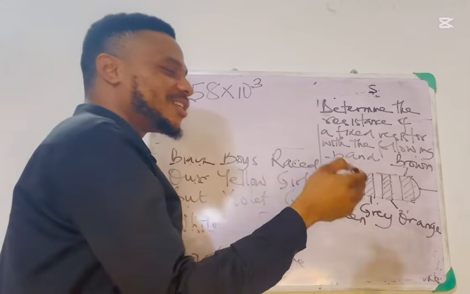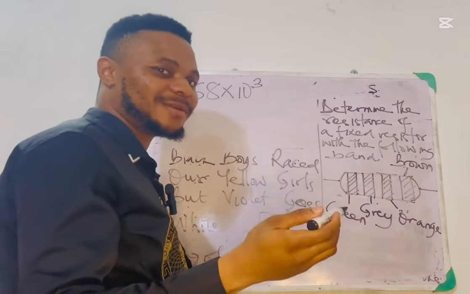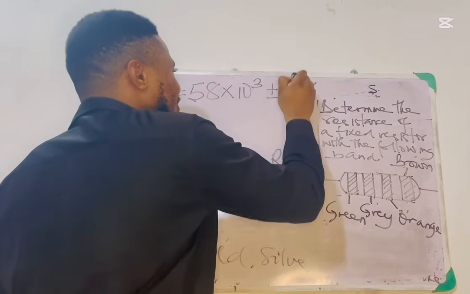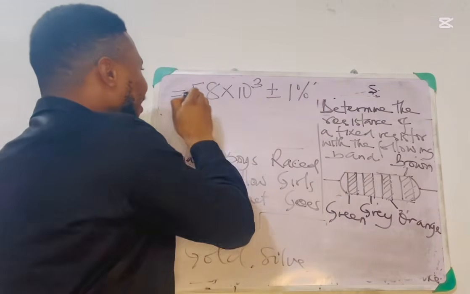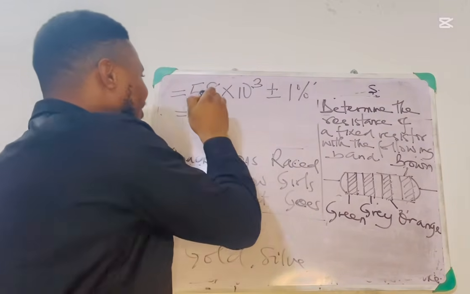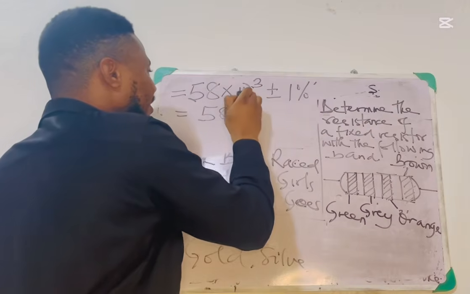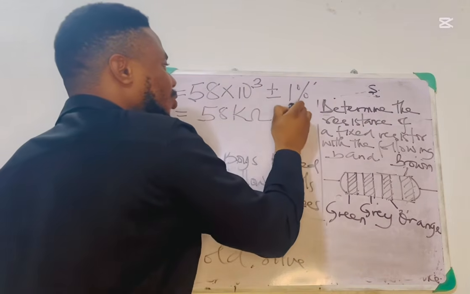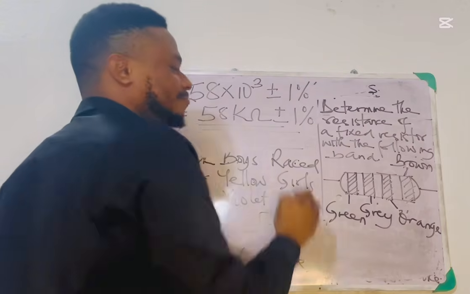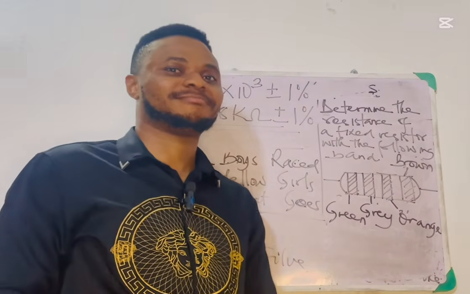Brown has a tolerance value of 1%. Remember, it's black that does not have a tolerance. So this is plus or minus 1%. So this will be 58 times 10 raised to power 3, which is the same thing as 58 kilo. So this will be 58 kilo ohms plus or minus 1%. This is your resistance.